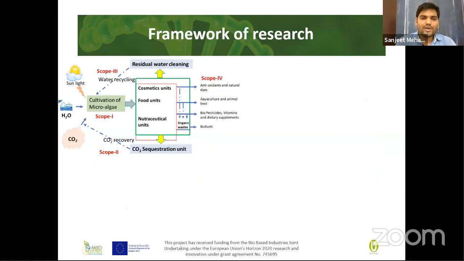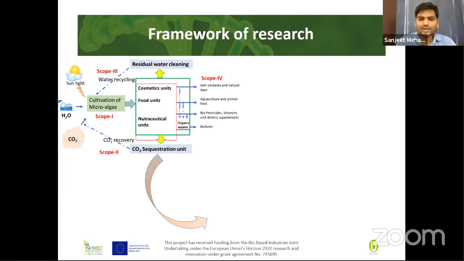So firstly, we are working in four different scopes. That is the cultivation of microalgae, where we use different microalgae strains for production of bioactive compounds for their applications. And then we use the CO2 sequestration unit for recovery of CO2 from the atmosphere. Then in the second phase scope, we use the water recycling approach. And finally, we analyze the market demand of these compounds.